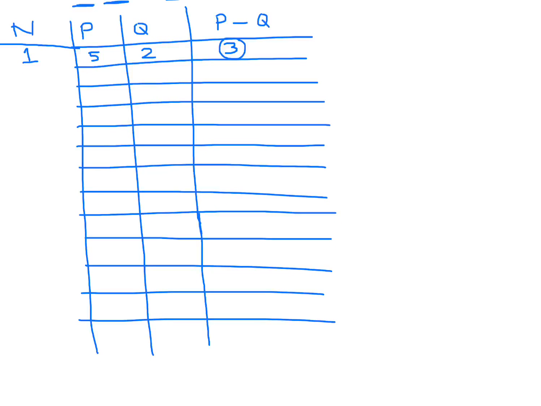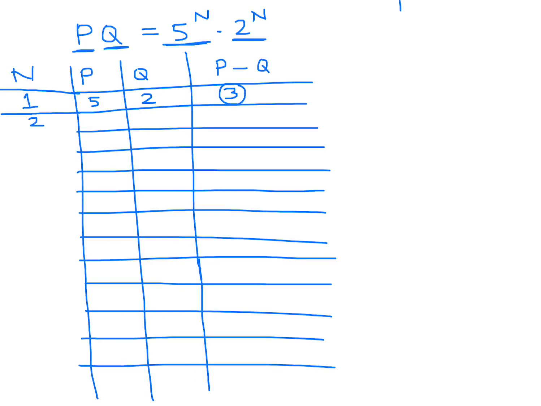All right. Now let's try n equal to 2. When n is 2, P is 5 to the power of 2, which is 25, and Q would be 2 to the power of 2, which is 4. P minus Q is therefore 21, and the last digit of this number is 1. All right, so far so good.